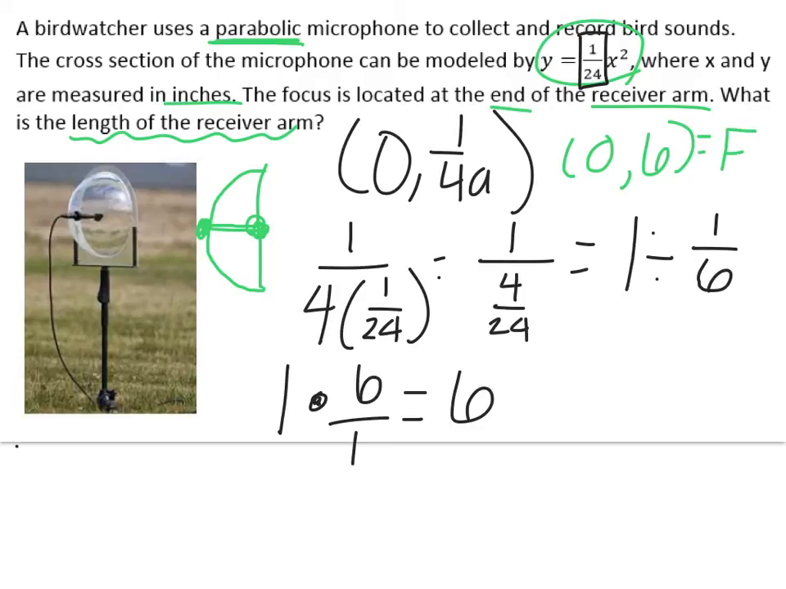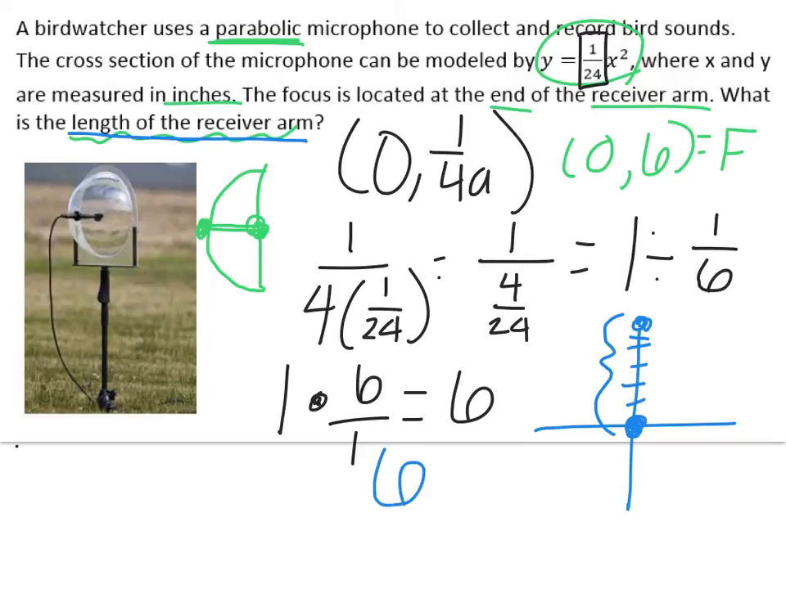So if we were to graph this part, we would start at 0, 0 as our vertex, as we've learned in the past, and our focus, 3, 4, 5, 6, that's going to be where our focus is. So again, the length of the receiver arm is how long it is from the focus to our vertex. Well, you guys have probably figured it out. It's 6, but because it is a word problem, we have to label. And again, it's measured in inches, so it's 6 inches long.